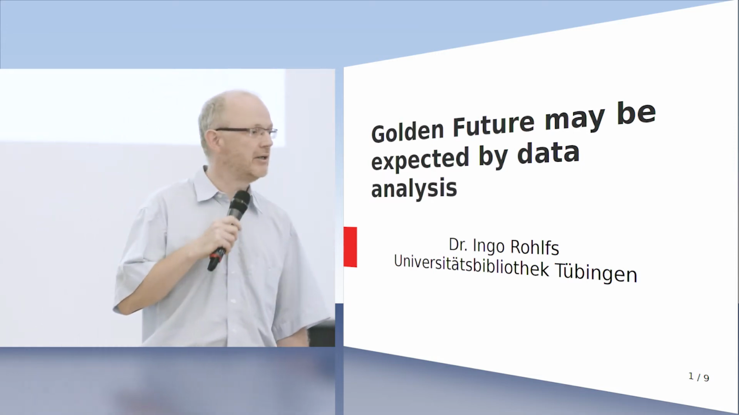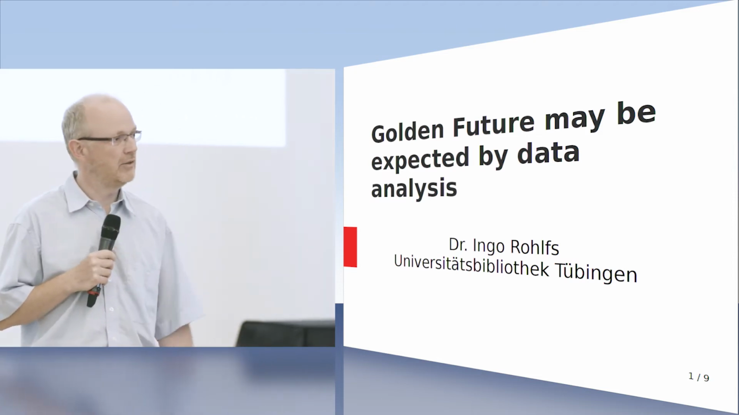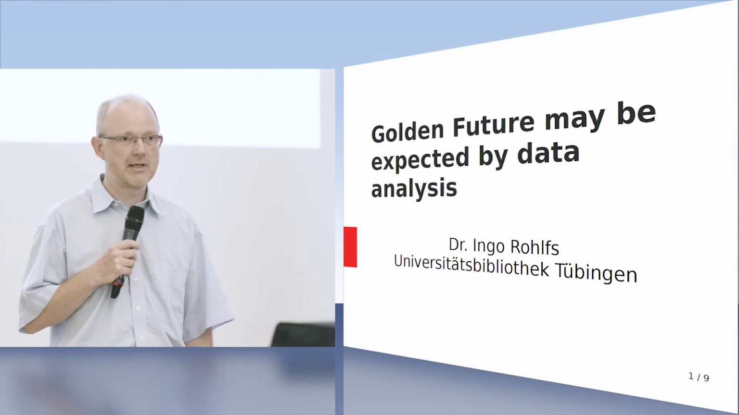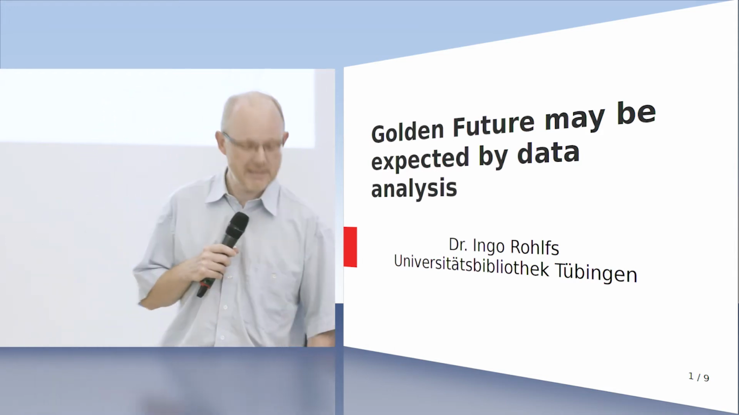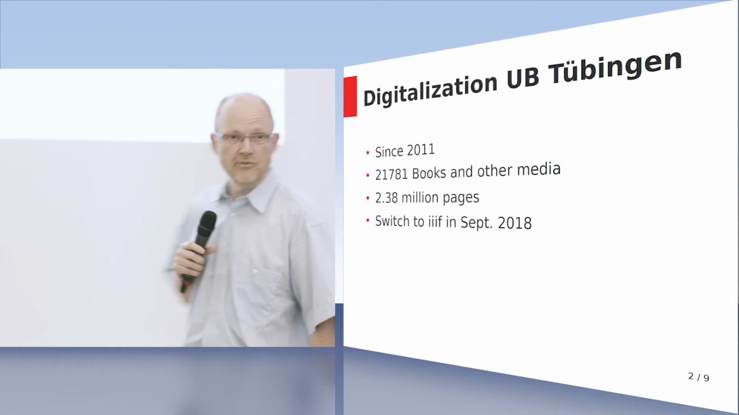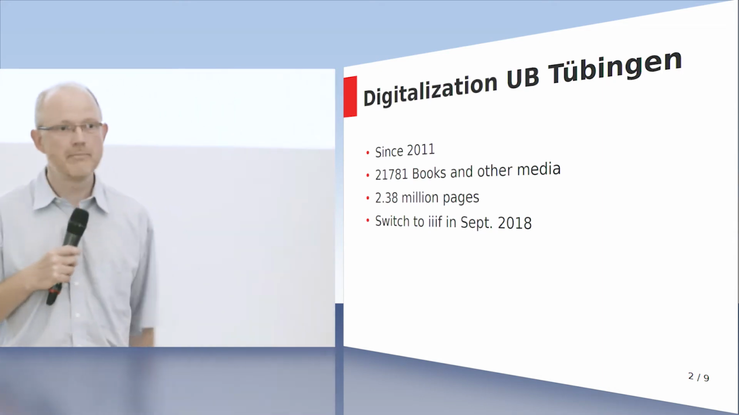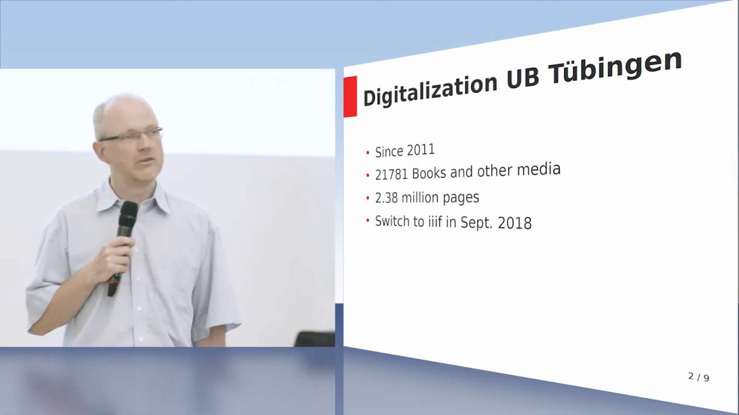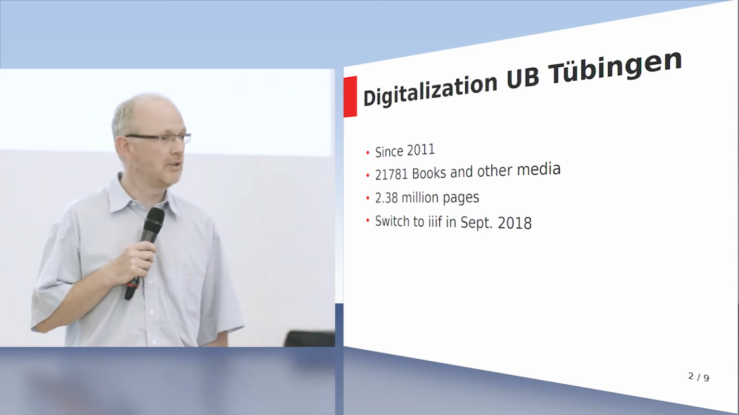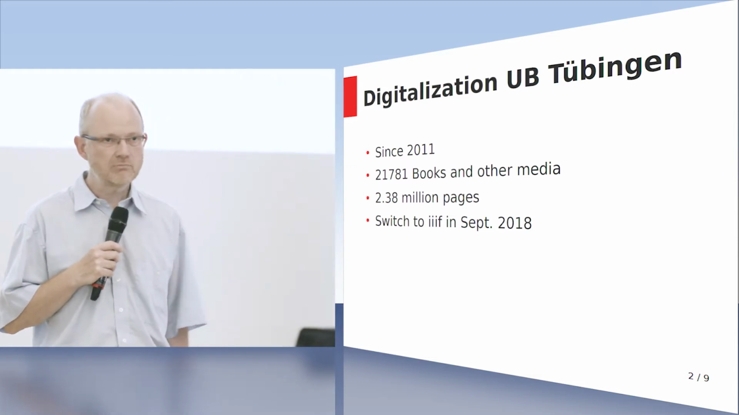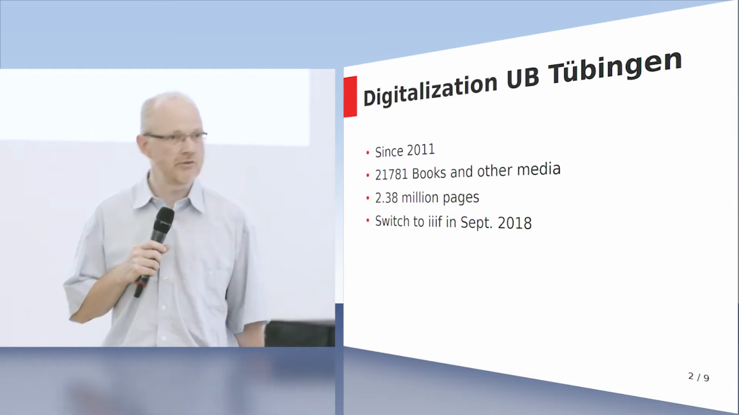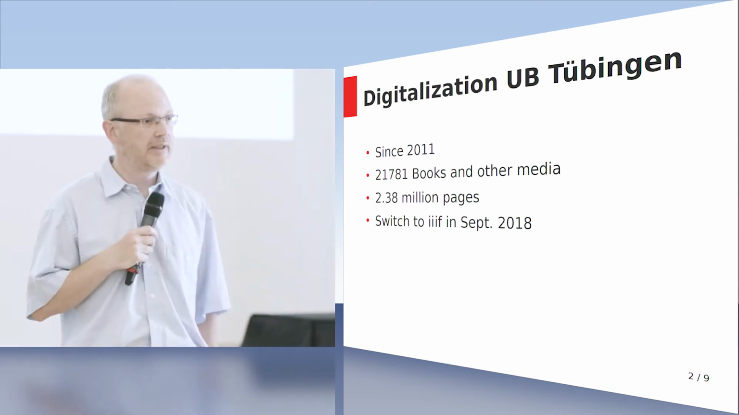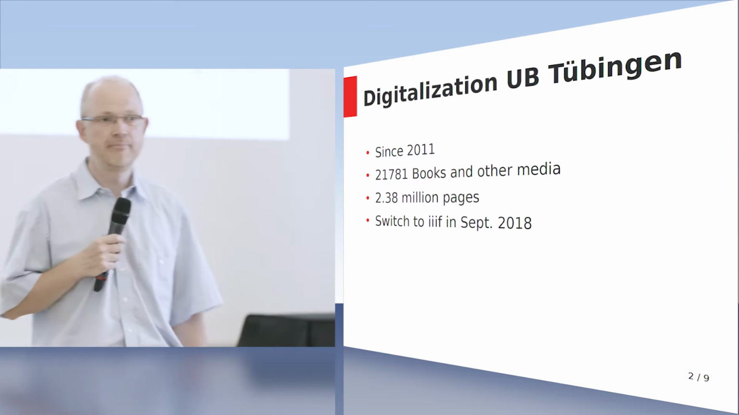How they use our offering, how they use our digitization offering, our website, and so on. I show you the results. As you mentioned, University of Tübingen is a world one. We have a lot of books, and we digitalized 20,000 of them and have 2 million pages. It's not so bad, and we can do good analysis with it. And we switched to IIIF in the year 2018.